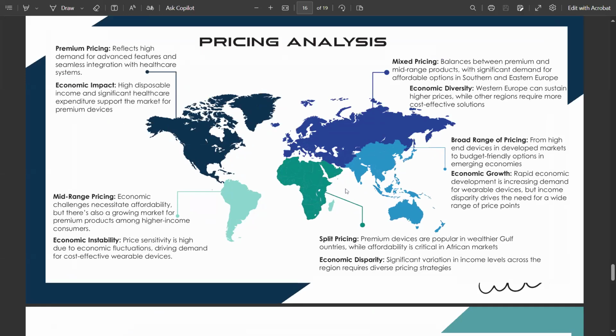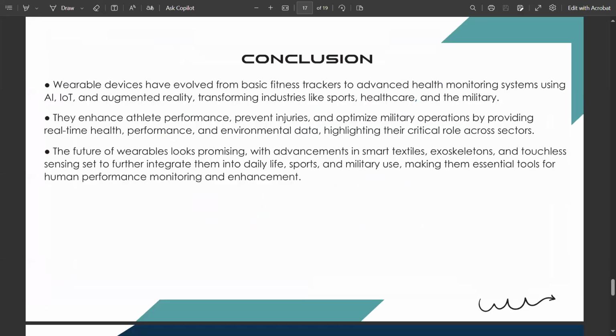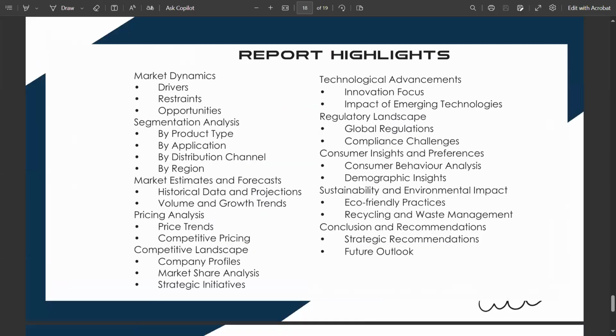Just to save the time, I will walk you through the sections of the report. Our market research report is not just any other report which is focused on market estimates and forecast. Along with market dynamics, segmentation analysis, and market estimates, we will have different sections on pricing analysis. The competitive landscape will provide details on company profiles, market share analysis in each region, strategic initiatives, technological advancement. What I just showed you was just a gist of that.